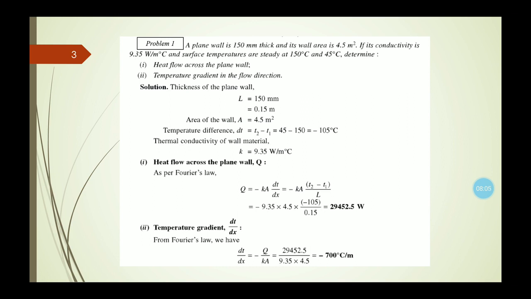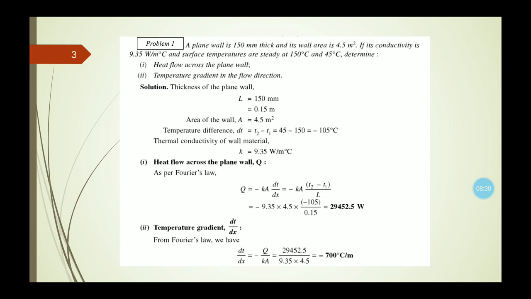If we put all these values which are given in the question itself, and calculate using this formula of Fourier's law of heat conduction, we get the value of the heat flow across the plane wall as 29,452.5 watt. Okay, so this is the value of the heat flow across the plane wall. Next, we need to find the temperature gradient in the flow direction.